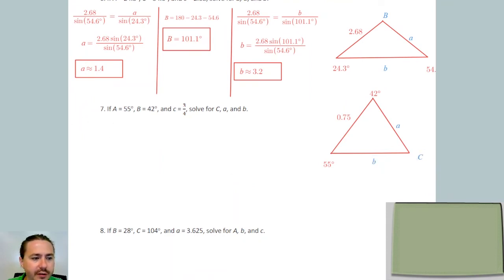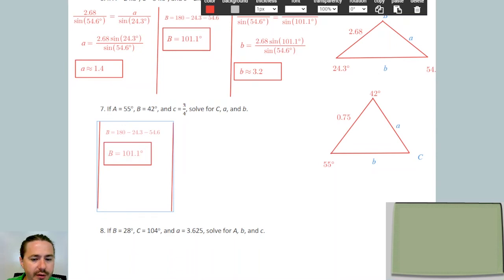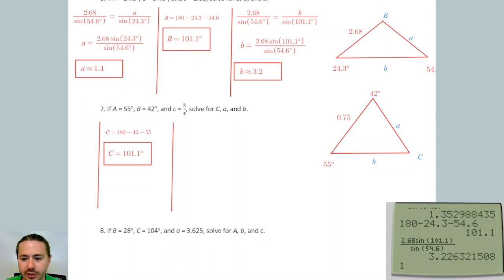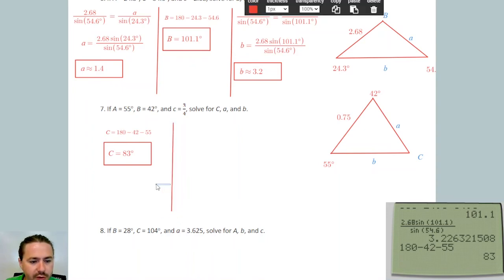So angle C, let's copy this part, is going to be 180 minus 42 minus 55. Let's type it in. 180 minus 42, and then minus 55. So we get 83 degrees. All right, I'm going to give myself a little bit more room here. I'm going to scooch this over.